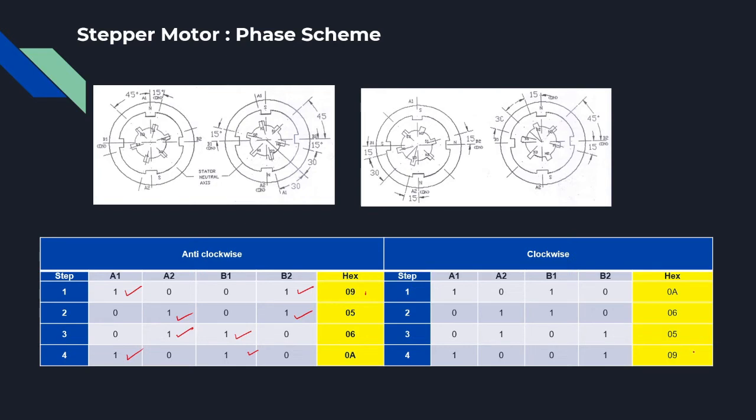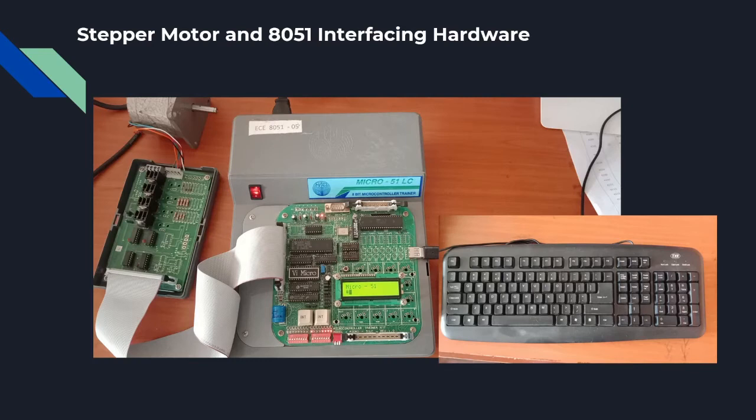Similarly, if you change the order in which these values are written, then you can change the direction of rotation, right? So this is a phase scheme. At any point of time, 2 phases are energized simultaneously, right? Half stepping, I think you can mix both wave and phase in an alternative manner, then you will be able to get a half step.